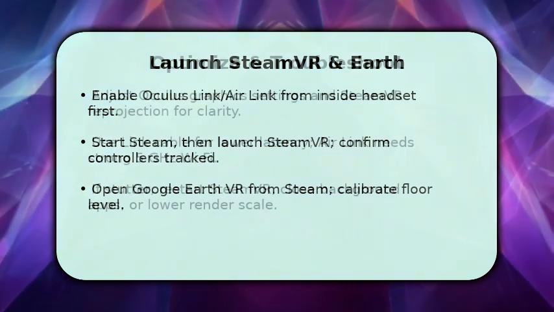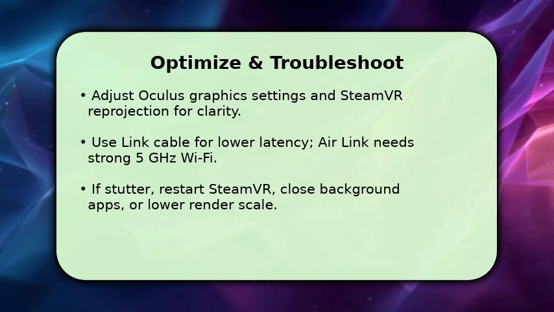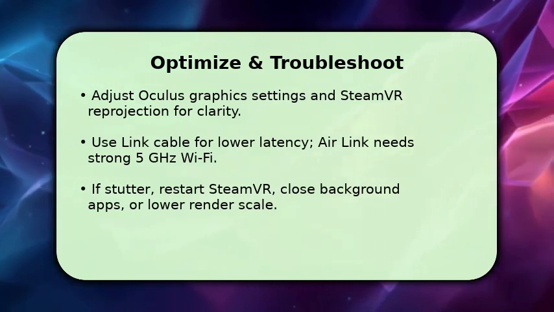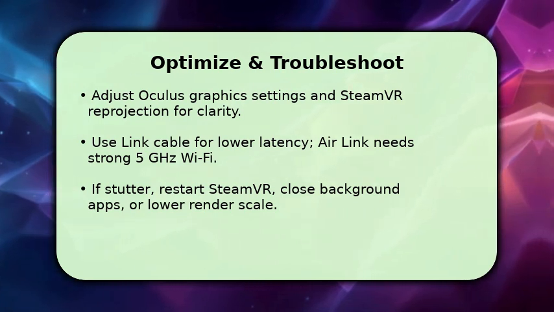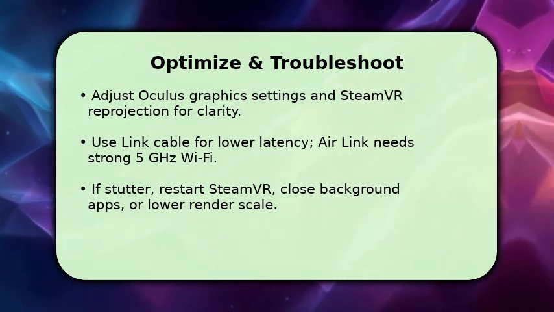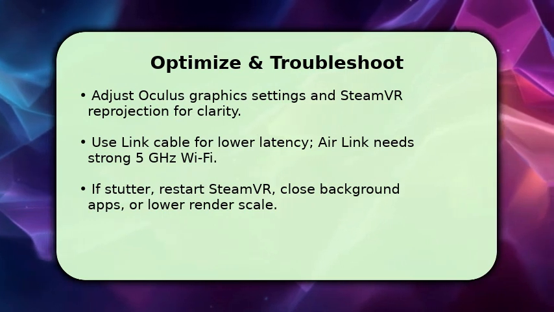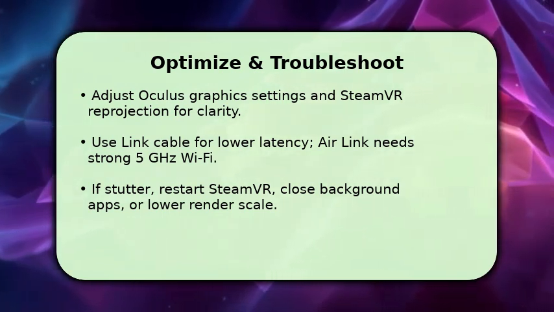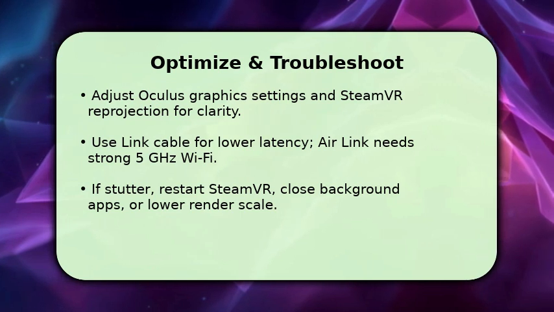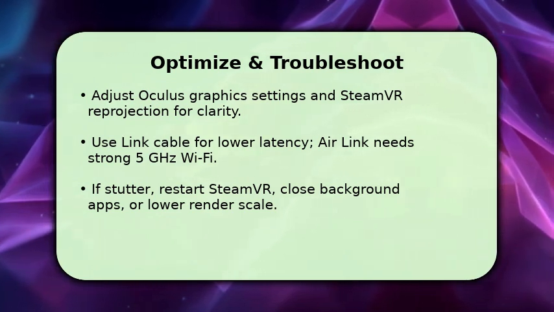To finish, optimize performance and know one key troubleshooting tip: tweak render scale and refresh settings. In the Oculus PC app and Steam VR, lower render scale or enable asynchronous reprojection to reduce stutter. If you experience lag, switch from AirLink to a USB cable or move the PC closer to your router, then restart Steam VR and the headset.